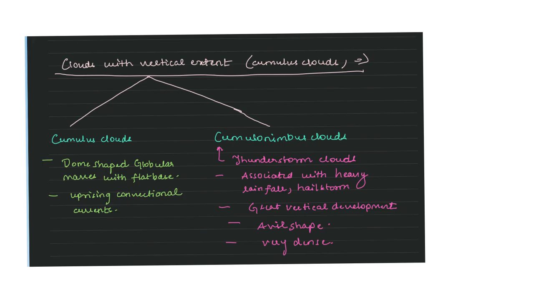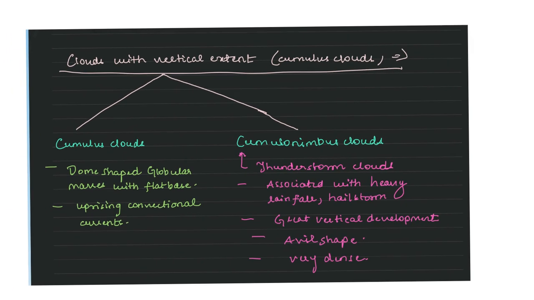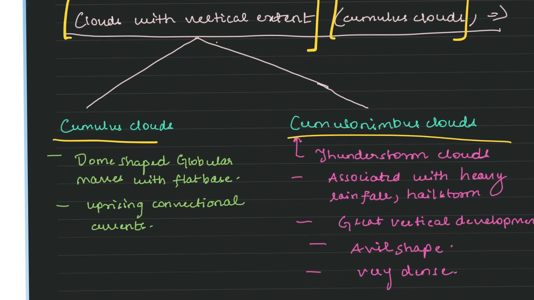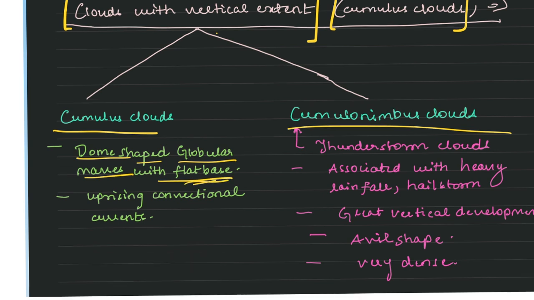We'll move on, and that is the final one, clouds with vertical extent, right? So these are cumulus clouds. In the low cumulus clouds, they are of two types, cumulus clouds and cumulonimbus clouds. So cumulus clouds are dome shaped, again dome shaped globular masses with a flat base. So like this.